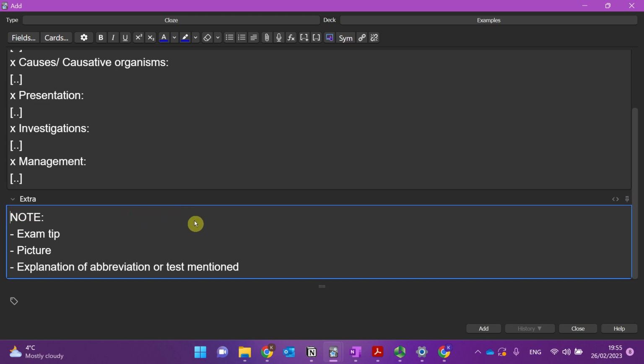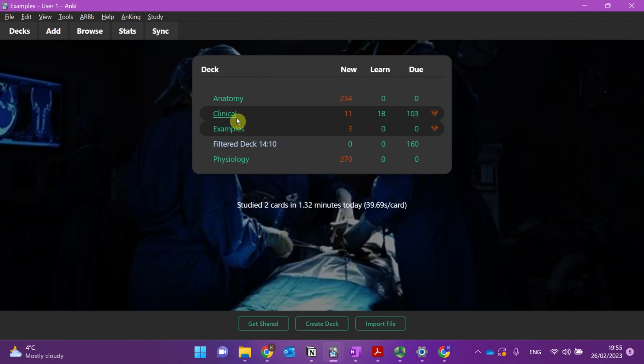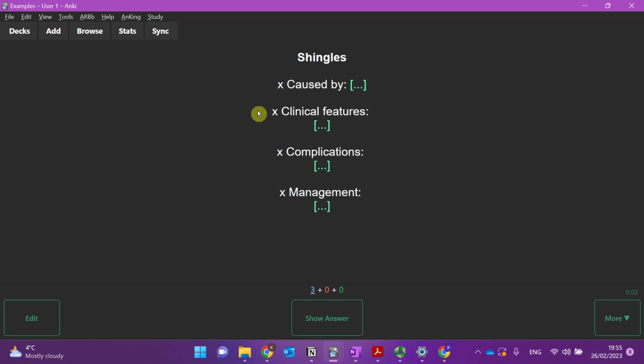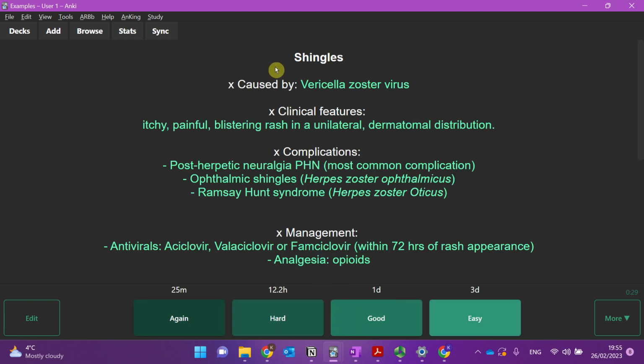So let's go and see some examples of some cards that I actually have, and we will start with shingles. So I've used shingles in a video before. It's caused by an organism, so varicella zoster, and the clinical features of it, what complications it could lead to, and the management. Okay, so I didn't include pathophysiology here because it's not as relevant, at least in my head. And so this is what it would look like.